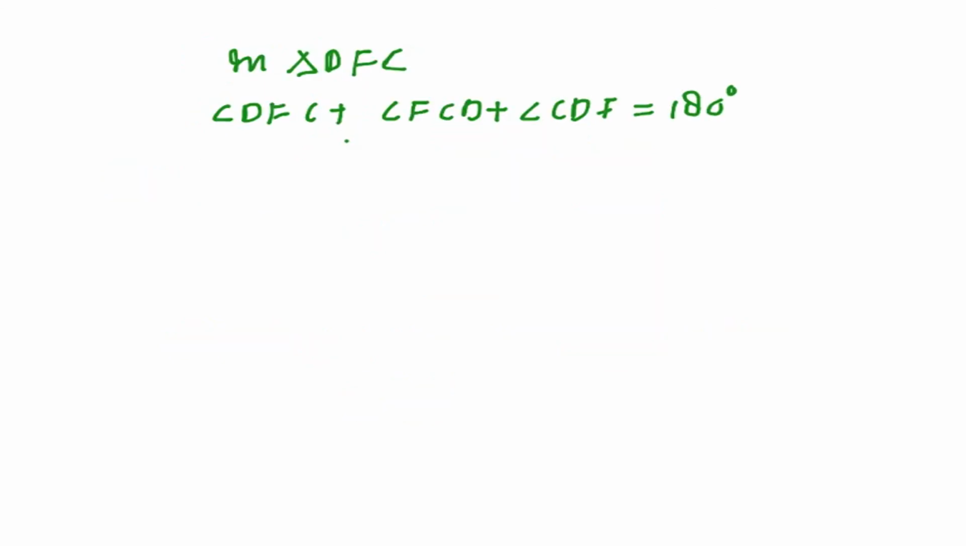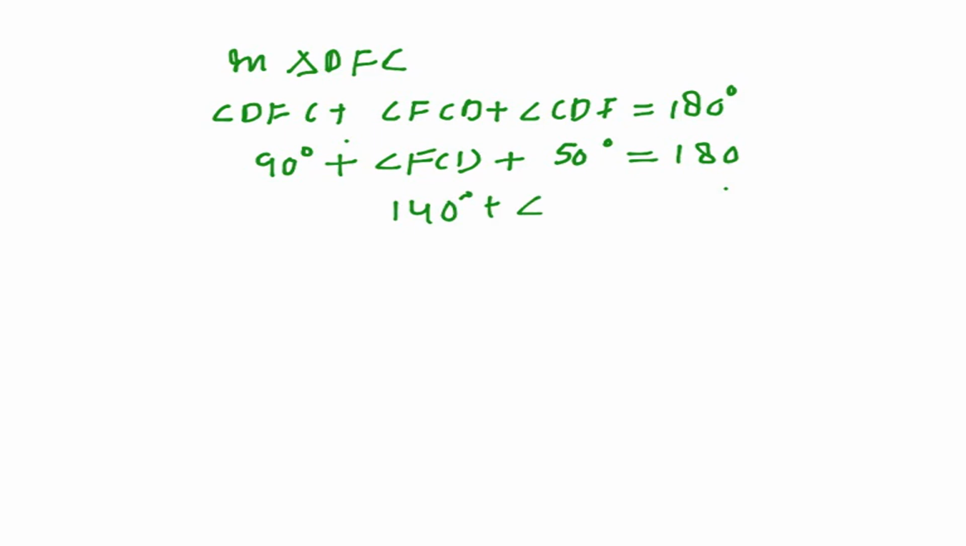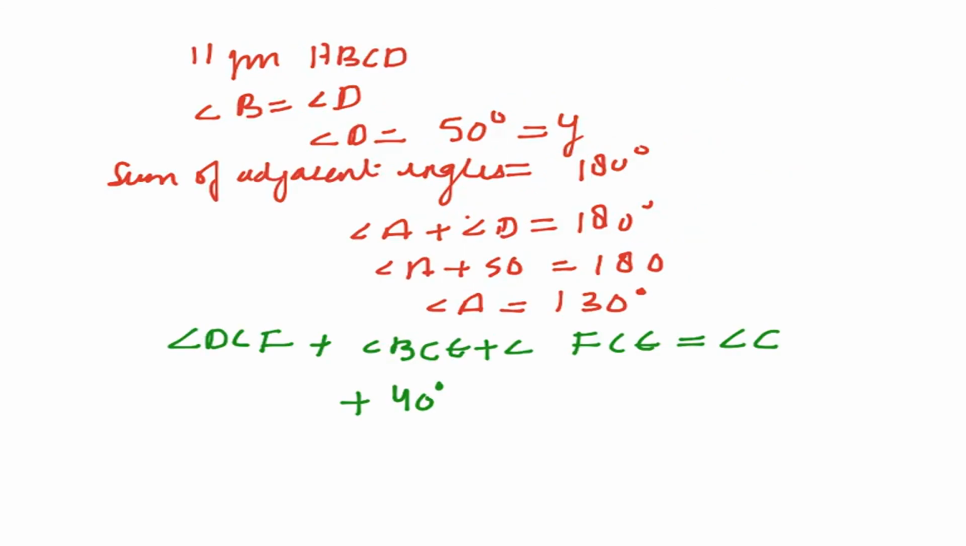So we will find the value of angle FCD. Now we will put these values: 90 degree plus angle FCD we have to find out, and CDF we have found out 50 degree, that will be equal to 180 degree. Now we will add these two, 140 degree plus angle FCD is equal to 180 degree. Now angle FCD is equal to 40 degree. Now this value we will put in our previous equation that we were writing.